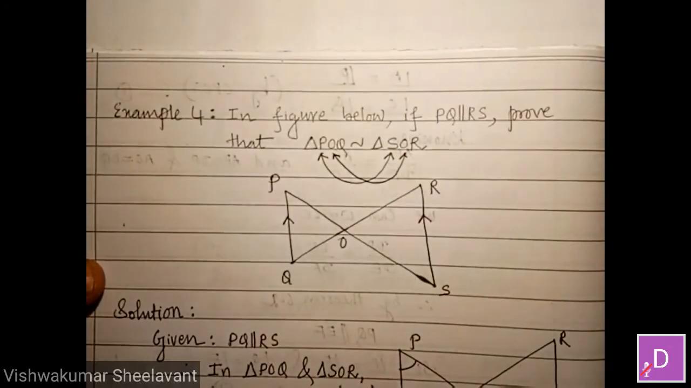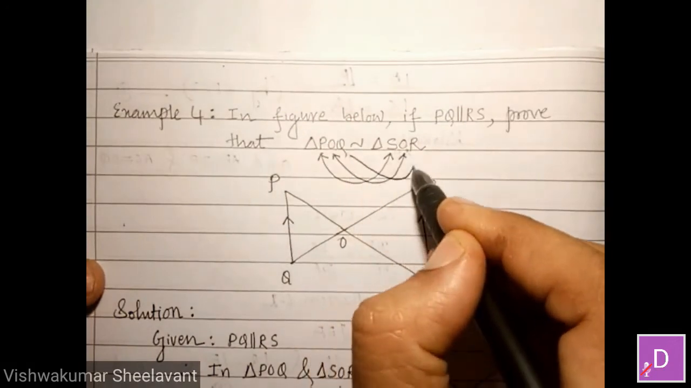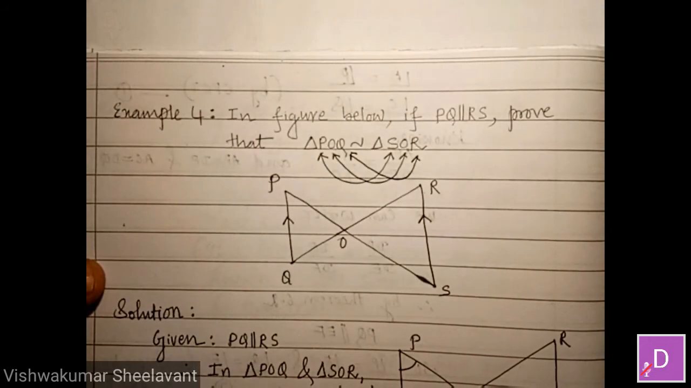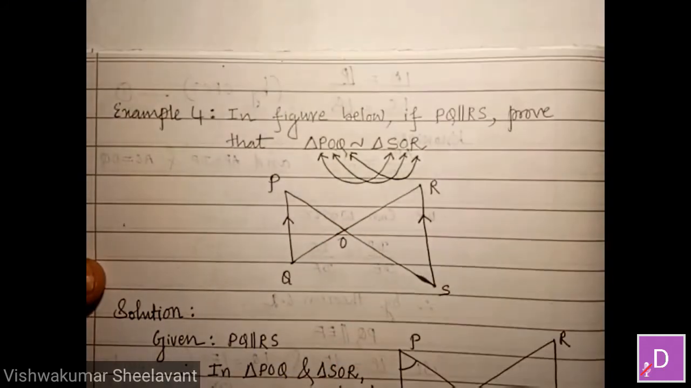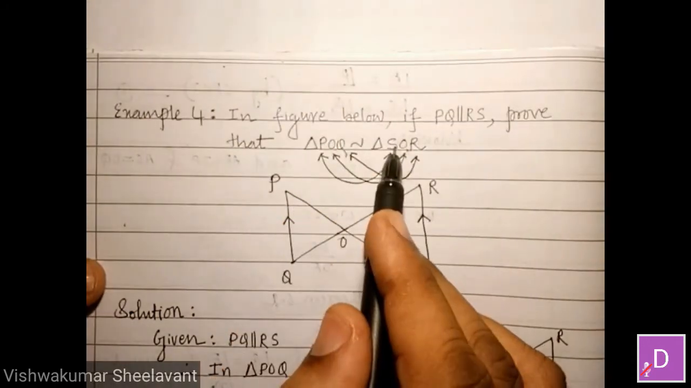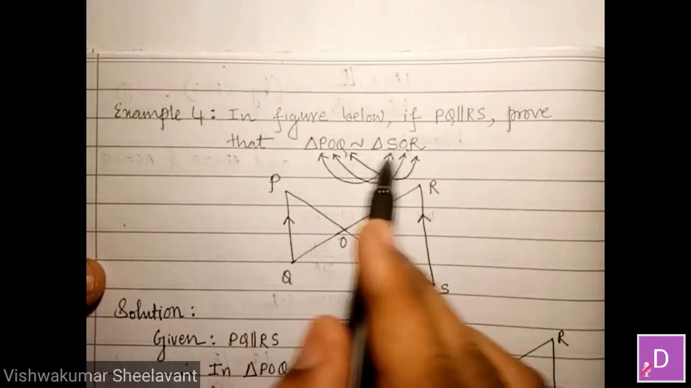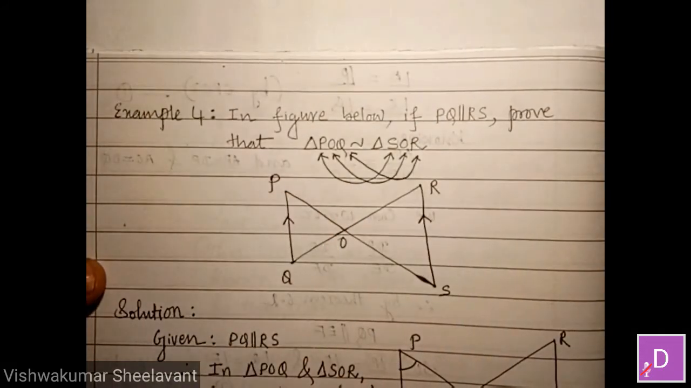Please have these arrow marks. And angle Q corresponds to angle R. Therefore, angle Q must be equal to angle R. So in short, angle P must be equal to angle S, angle O must be equal to angle O, angle Q must be equal to angle R in two triangles as they are corresponding angles. So now there is no chance of going wrong.